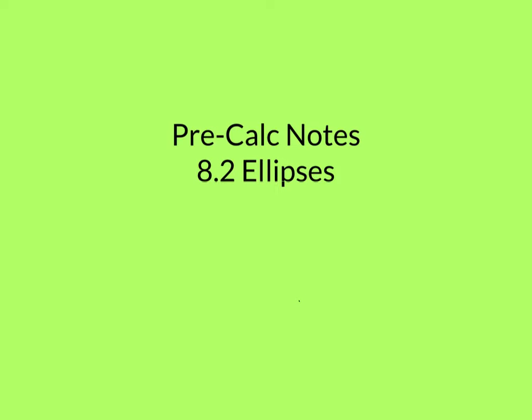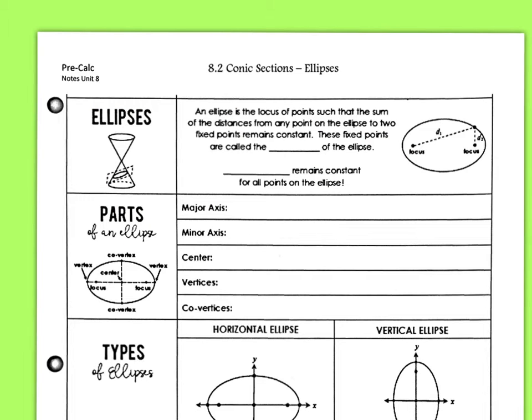Today we're going to take a look at the next type of conic section. This is an ellipse. Now, an ellipse is formed from two fixed points.